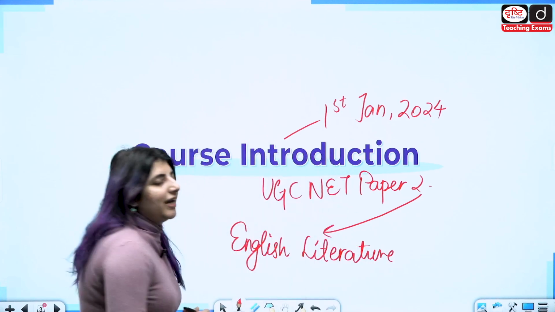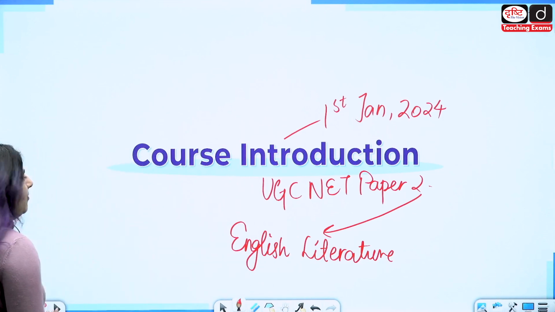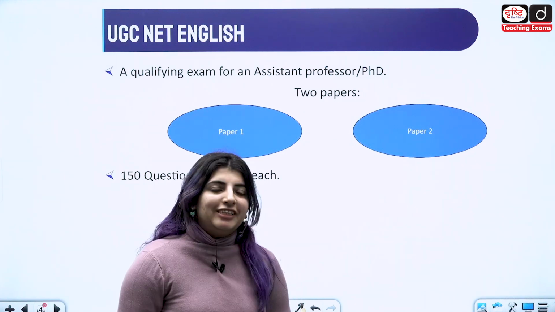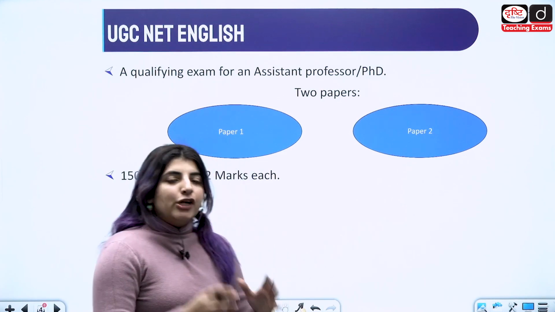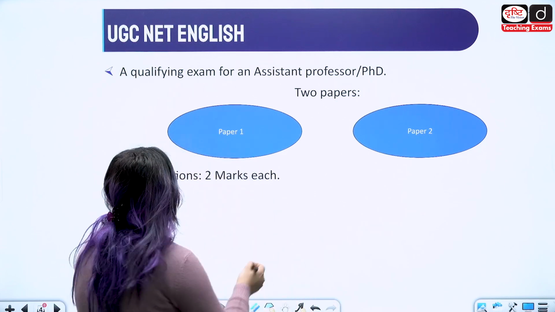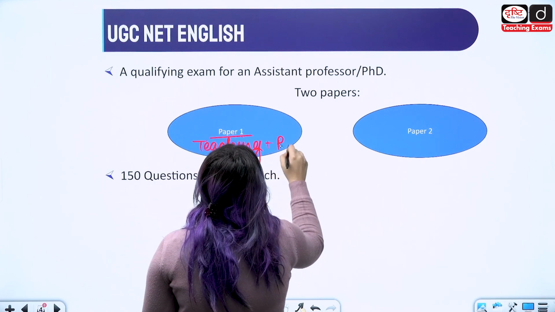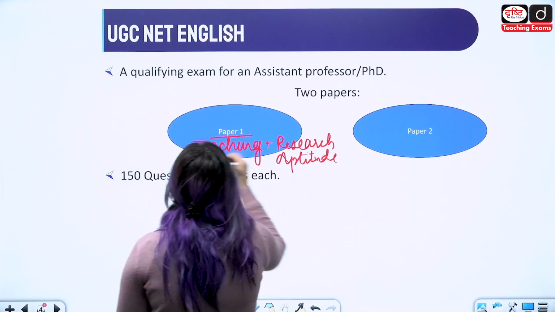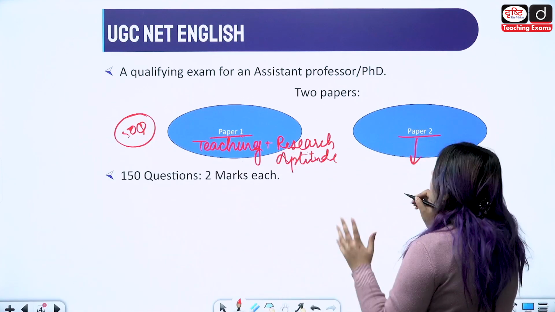Before directly jumping onto that, I would try to give you an explanation of what the NET examination is. It is an examination held for the post of an assistant professor, or if you want to pursue your further studies in your PhD. The UGC NET exam comprises two papers, where paper 1 is named Teaching and Research Aptitude, having 50 questions of 2 marks each, and paper 2 is any paper that you have done your masters in.